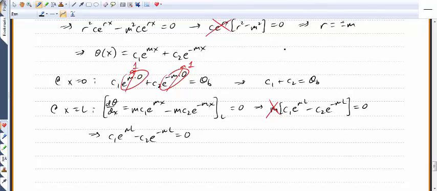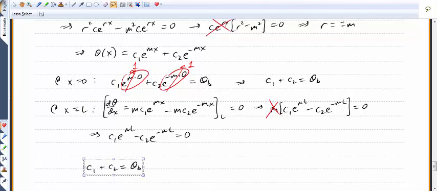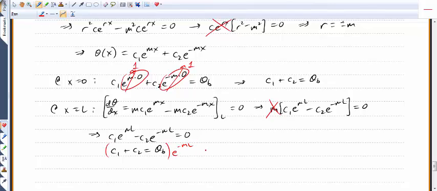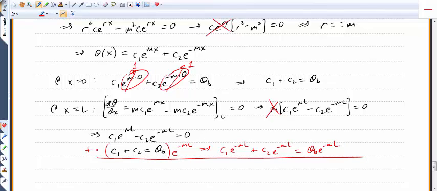So now we have two equations and two unknowns based on our boundary conditions. So what we'll do is we'll copy this first equation that we obtained here, like so. And we'll multiply it times e to the minus mL. So what this ends up giving us then is c1 e to the minus mL plus c2 e to the minus mL is equal to theta sub b e to the minus mL. And then we'll add them together.